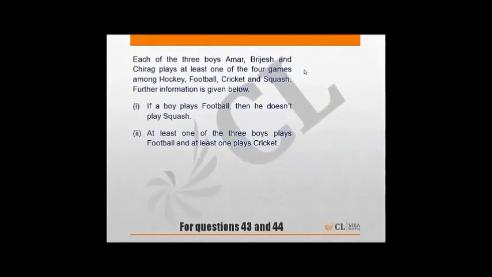Questions 43 and 44, a set of LR questions. Okay. Let's look at the data and let's look at the questions, how to solve them.